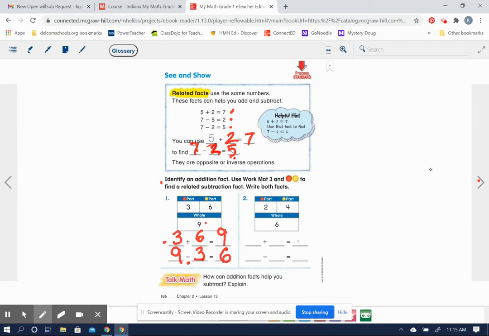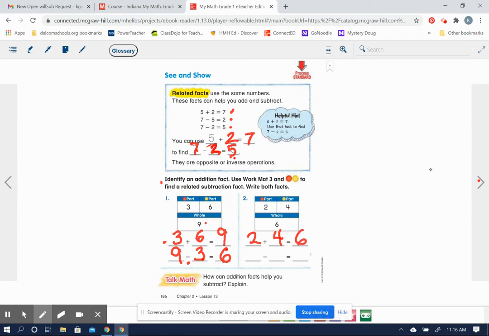Let's first make an addition sentence. Okay, part plus part equals the whole. So I covered that up. Can't see it very good. Sorry. So 2 plus 4 equals 6.